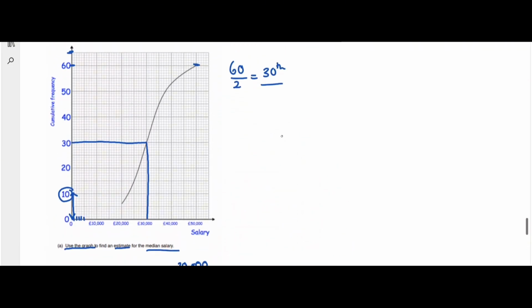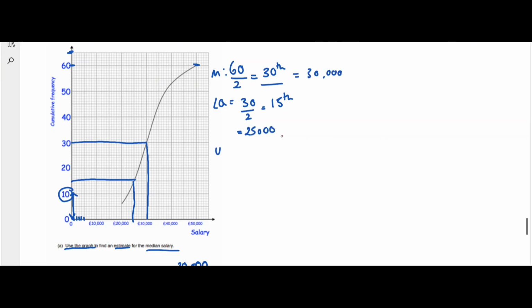We know that the median was at the 30th person, or the 30th salary. So my lower quartile will be half of that. Half of 30, we want the 15th salary, or the 15th person. So I'm going to go across from 15, hit my graph and go down. That is going to be 25,000. So my lower quartile is 25,000.